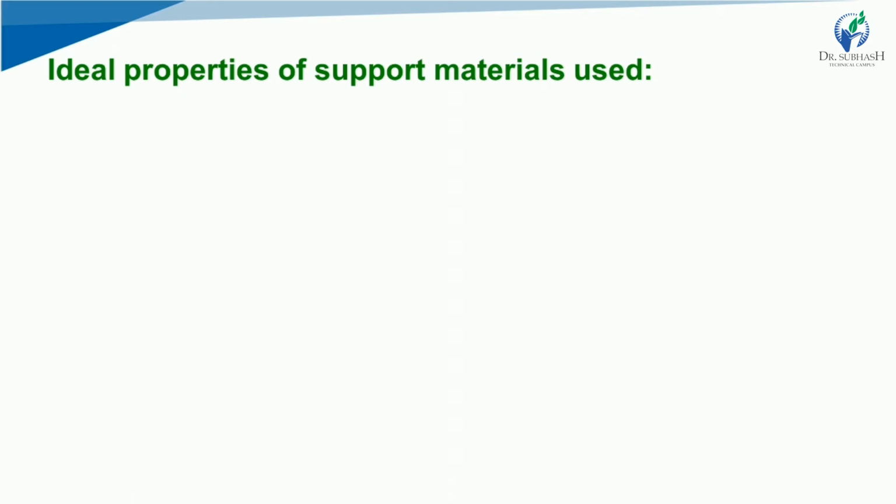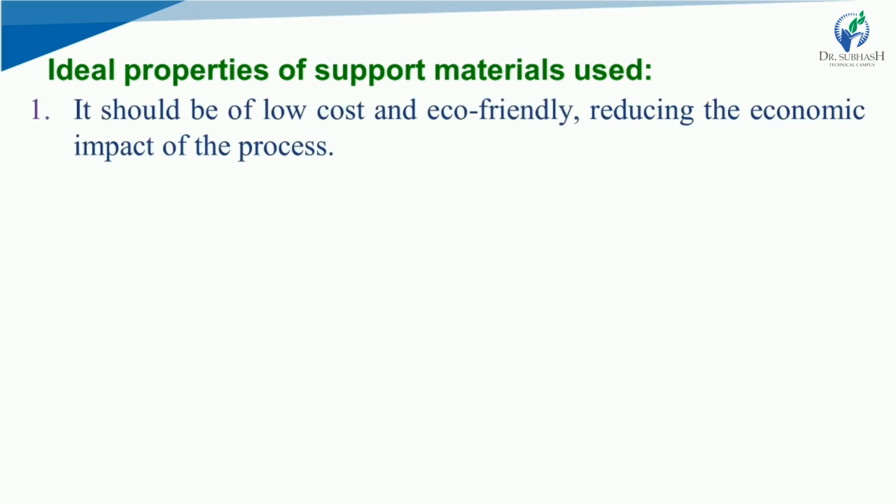Now, coming to the ideal properties of the support material that are used in immobilization of the enzymes. The materials that are used for immobilization of enzymes are generally called carrier or support matrices. So one by one we are going to see what ideal characteristics these can have. The first one is that it should be of low cost and eco-friendly in nature, reducing the economic impact of the process.